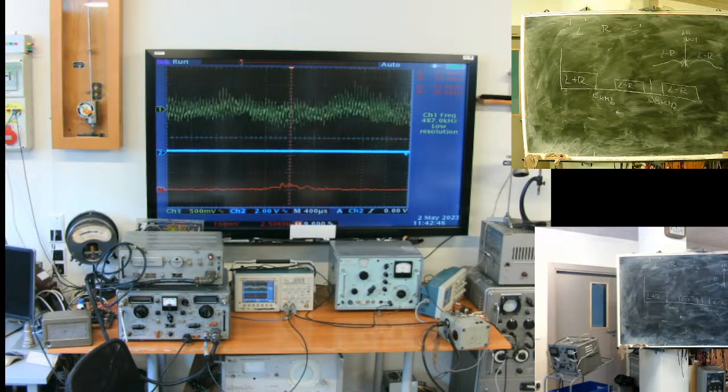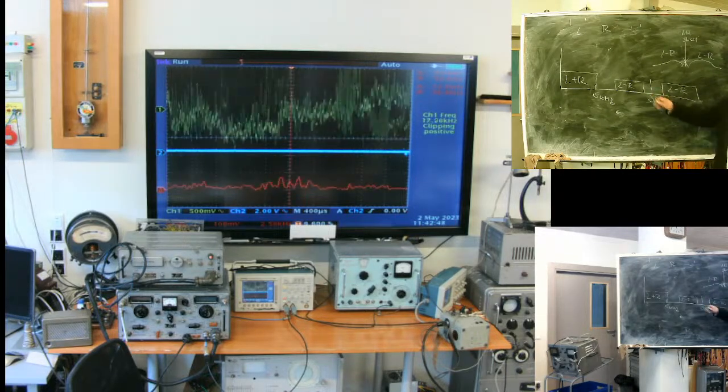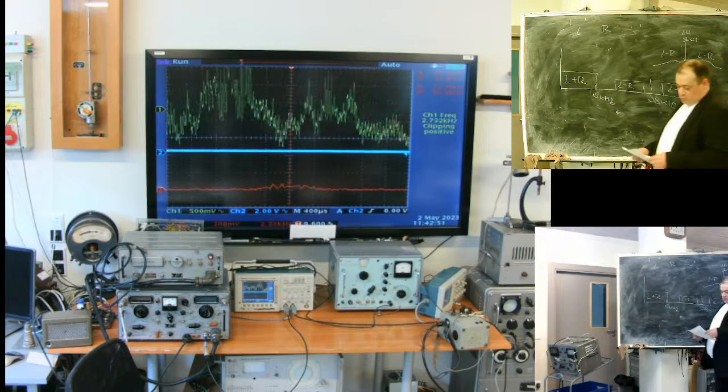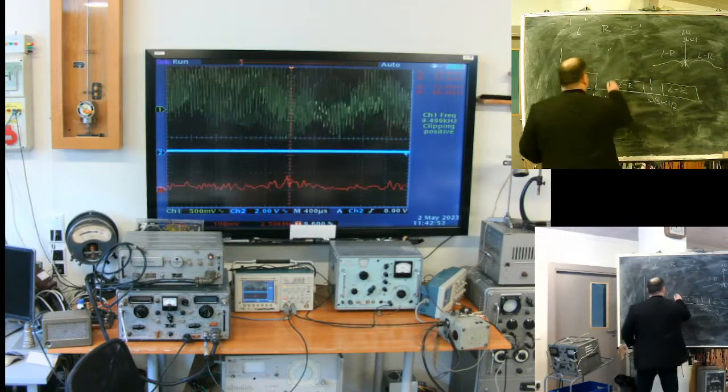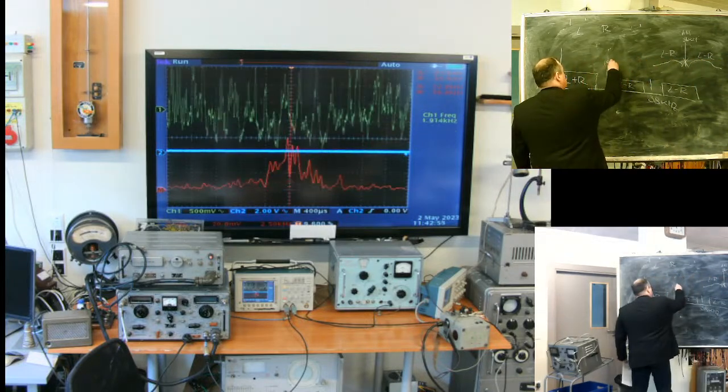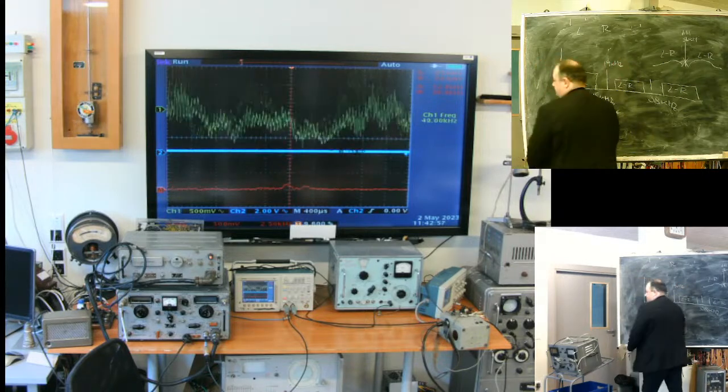But how can we demodulate this signal? We need to know where the central frequency was. To do so, at a frequency of 19 kilohertz.